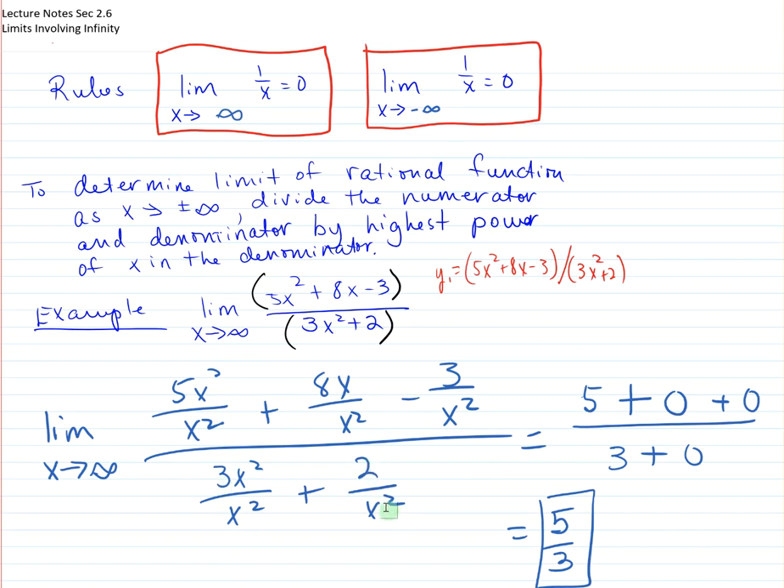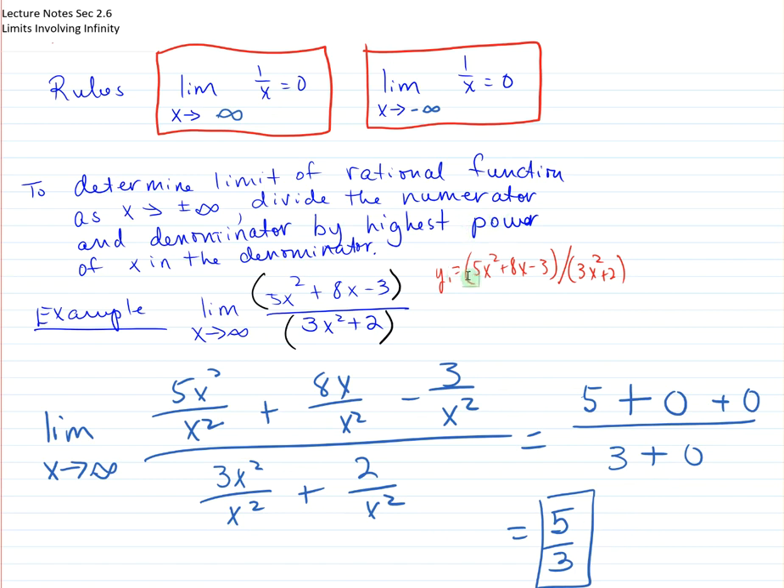So now, the rule says 1 over x. It doesn't matter about the power of x on the bottom. If you have a number and x to a power, that's still going to go to 0. So here we had 8 over x. That becomes a 0 as you approach infinity. This is a 3, and this is 0. So it's 5/3. That would be the limit as you approach infinity.